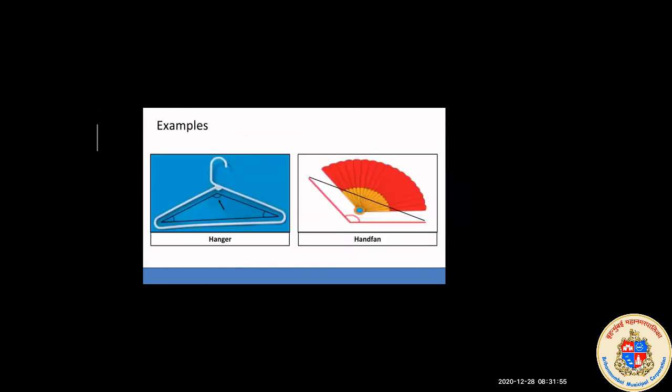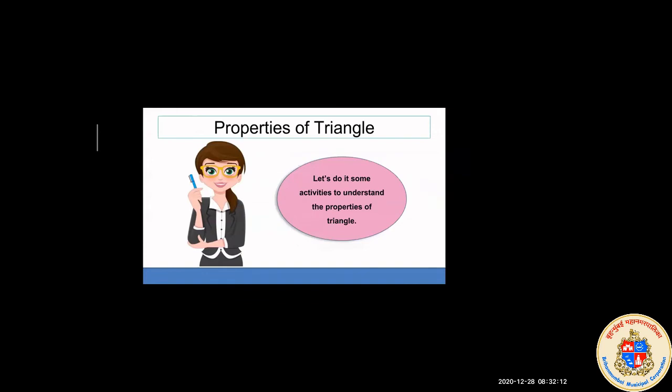Examples of the obtuse angle triangle: you can see the hand fan, it opens very wide, so it is an obtuse angle triangle. The hanger, the top angle of the hanger, is open widely, so it is an obtuse angled triangle. Now we have studied types of triangles: equilateral, isosceles, and scalene on the basis of sides, and acute angle, right angle, and obtuse angle triangles on the basis of angles. Next we are going to see properties of a triangle.